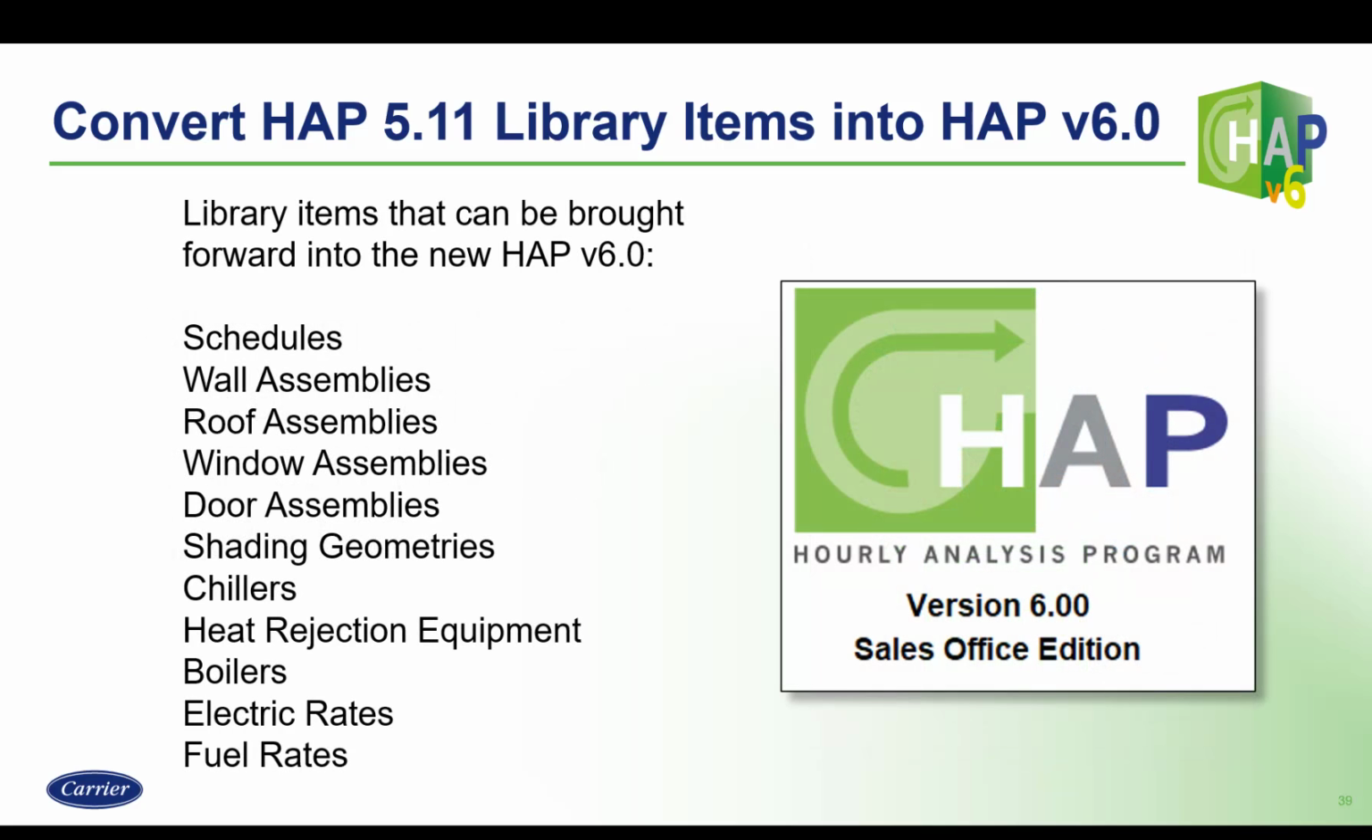You will be able to convert schedules, walls, roof, windows, doors, shades, chillers, heat rejection, boilers, electric rates, and fuel rates. While this represents a sizable segment of data in HAP 5.11 projects, we cannot convert whole projects to the new version 6. The reason for this is HAP version 6 utilizes a 3D definition of the building envelope, including walls, fenestration, roofs, etc. This requires the relative position of spaces to one another to be known, along with the three-dimensional coordinates of all the surfaces, information not available in HAP 5.11 projects.